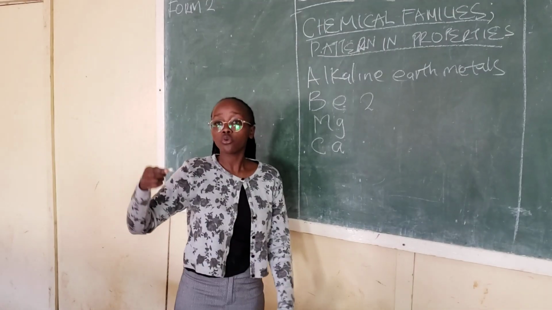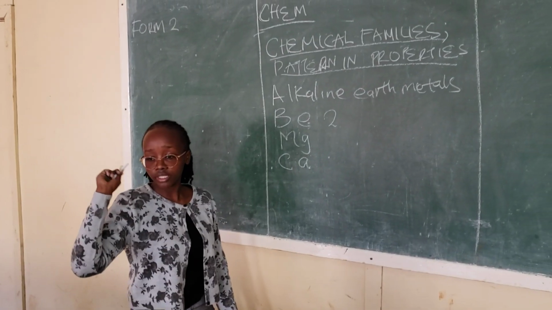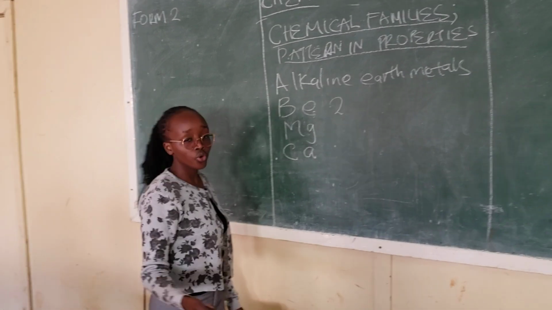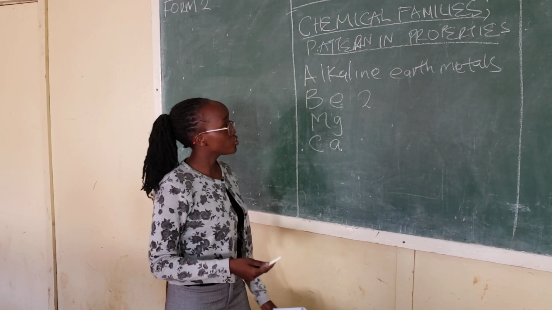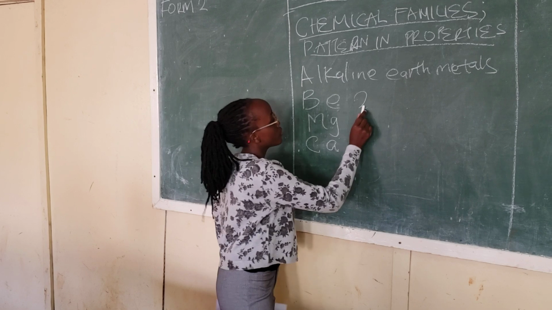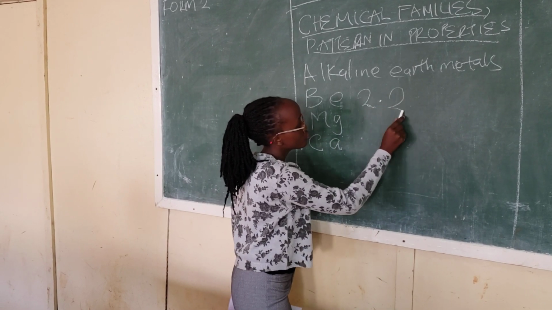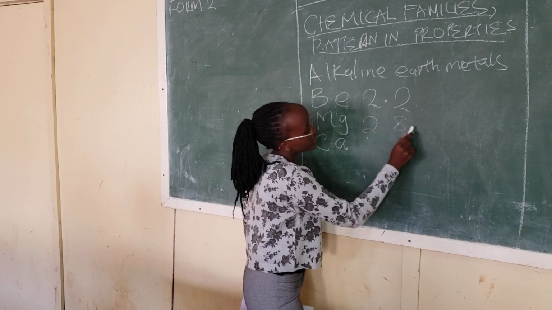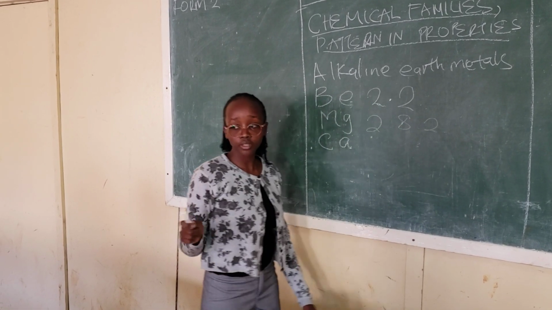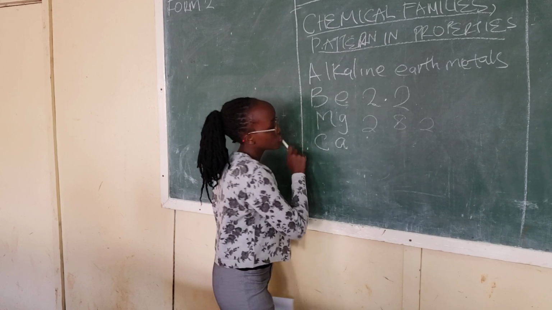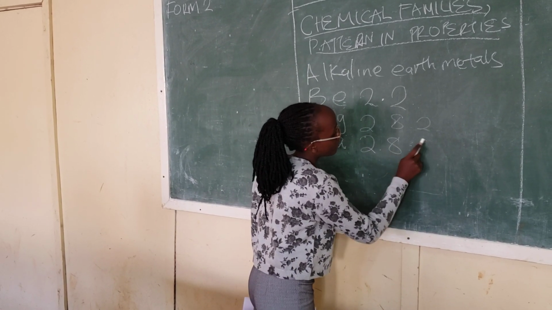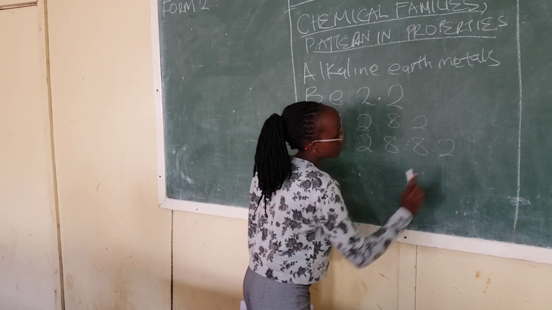And you remember in last week's class, we talked about how we distribute electrons. For beryllium we have 2, 2. For magnesium we have 2, 8, 2. It has atomic number 12. For calcium we have 2, 8, 8, 2.